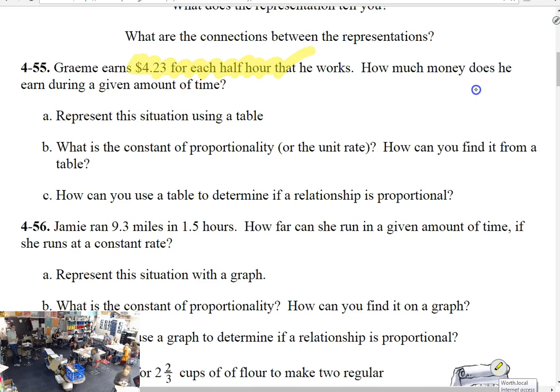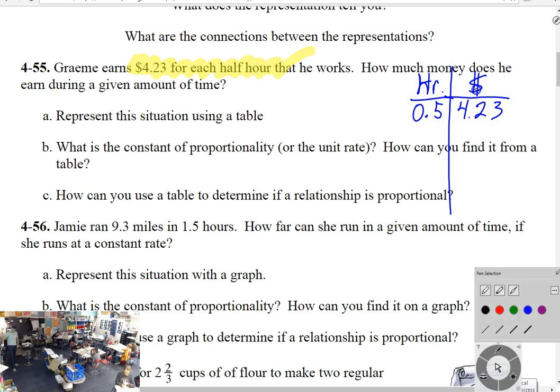Work with your team to build a little table where we're going to say, all right, how much time did they work? How many hours? I guess we could capitalize that. And how much money did they make? Right now, we're told for a half hour, we make $4.23.